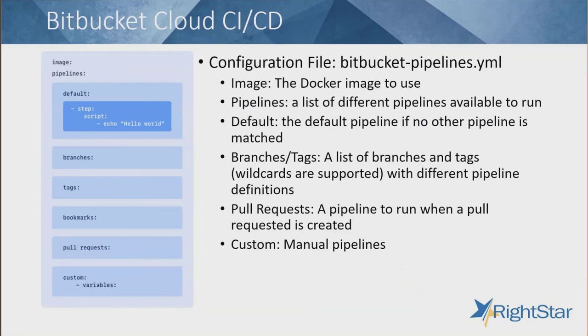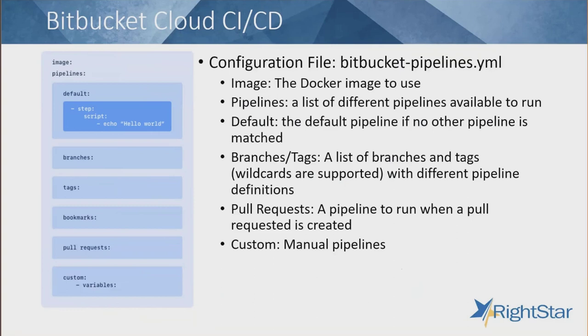Now, then we have the pipeline section. And under pipelines, you'll notice we now have blocks, and that's done in YAML by indenting. So we indent, and that's where default branches and so on come in. They create blocks underneath our list of pipelines. We have a default pipeline. This is what's going to be run if nothing else is matched. And then we have branches and tags, which match to a particular Bitbucket or Git branch and a tag within a Git repository. We can have bookmarks.